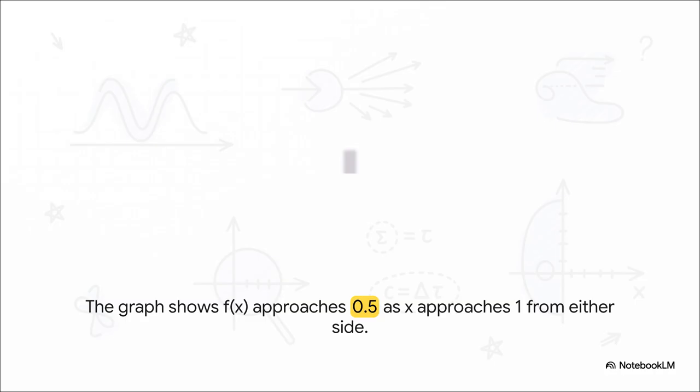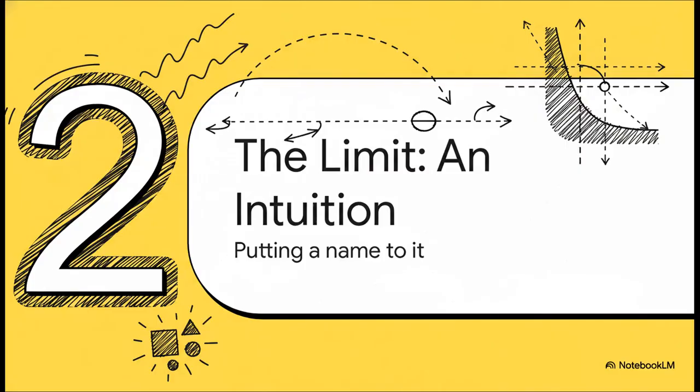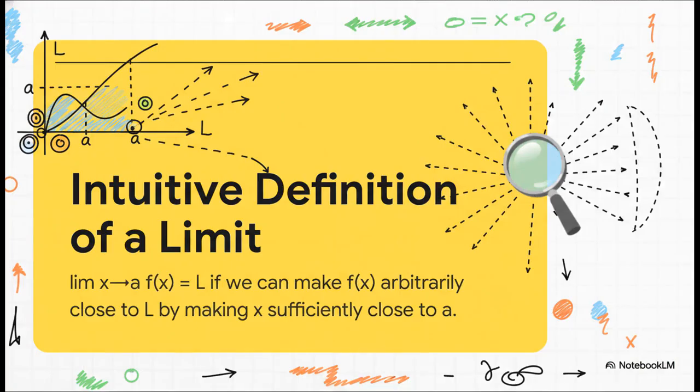The limit is what gives us a way to find that value, even when the original function has that little hole. You see, this whole idea of figuring out where a function is heading, even if it never actually gets there, that is the core intuition behind a limit. So let's go ahead and put a more formal name to what we just saw. Okay, this is the intuitive definition of a limit.